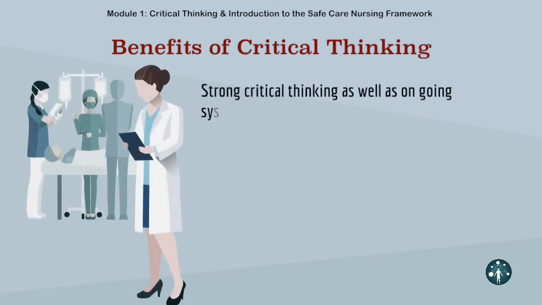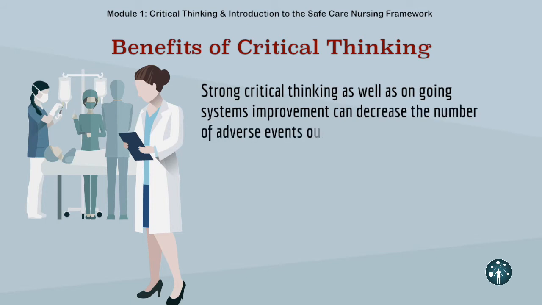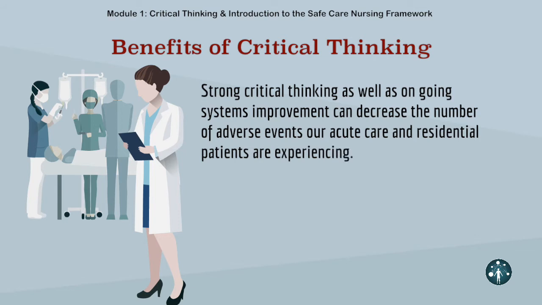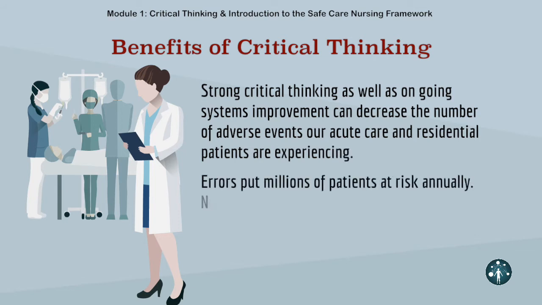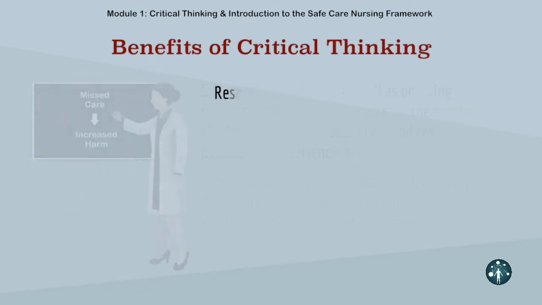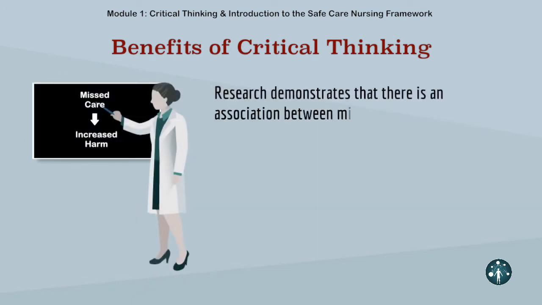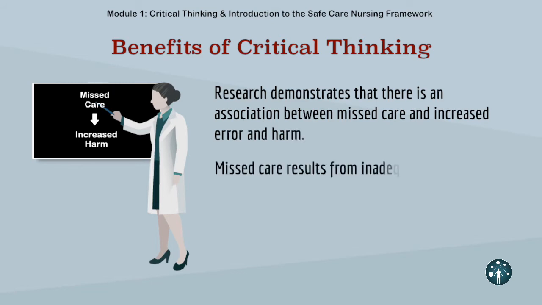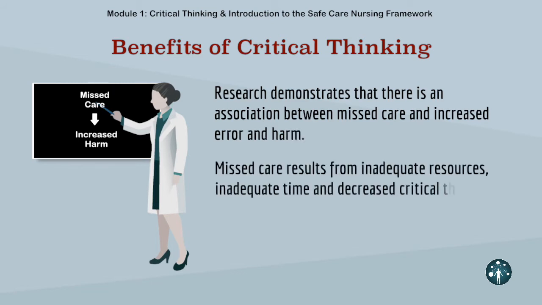Strong critical thinking, as well as ongoing systems improvement, can decrease the number of adverse events our acute care and our residential patients are experiencing. Errors put millions of patients at risk annually. Nurses are in a key position to not only prevent errors, but to improve patient outcomes. Research demonstrates that there is an association between missed care and increased error and harm. Missed care results from inadequate resources, inadequate time, and decreased critical thinking capacity.